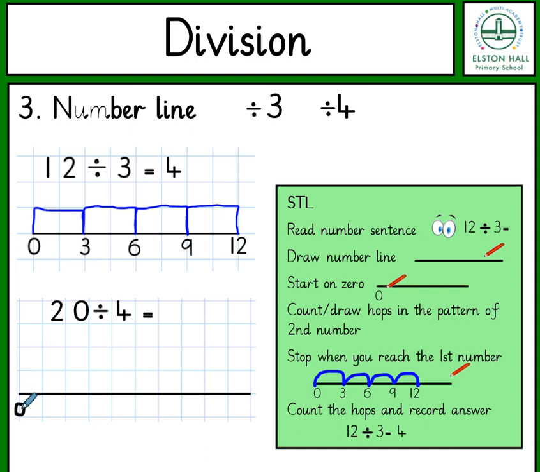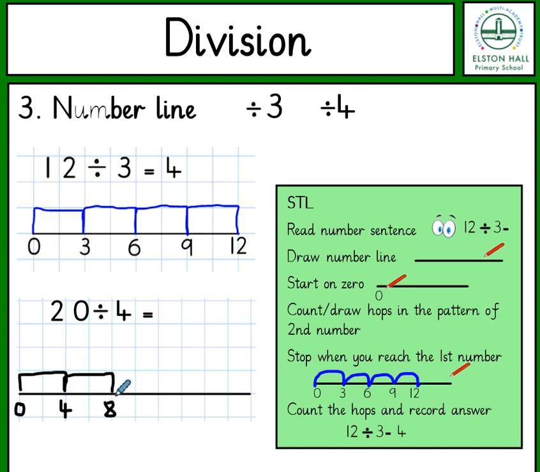And just like we did before, we need to count in the pattern of the second number, but also draw the hops. Now, if we find it tricky to count in the pattern of the second number, the number line can help us because we can just add on the multiple. So 0, 4, and to work out the next multiple, we just need to count on 4. So 4 in your head, 5, 6, 7, 8. The next multiple is 8.